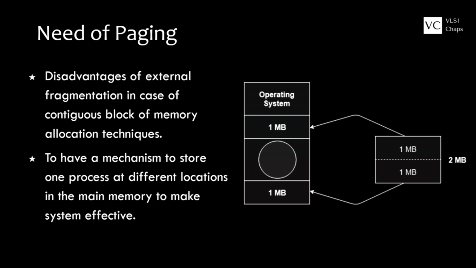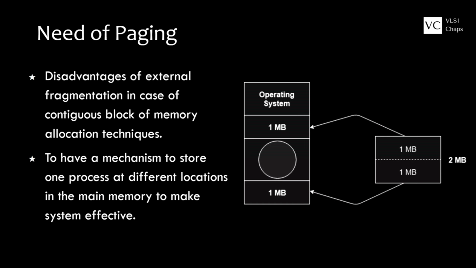Now, is there any way that we can divide the process in such a way that the fractions of the process can be fitted into these main memory free blocks? If so, then the answer is yes. That process of dividing one particular process into various fragments or parts is called paging. So we have a mechanism to store one process at different locations in the main memory to make the system effective.